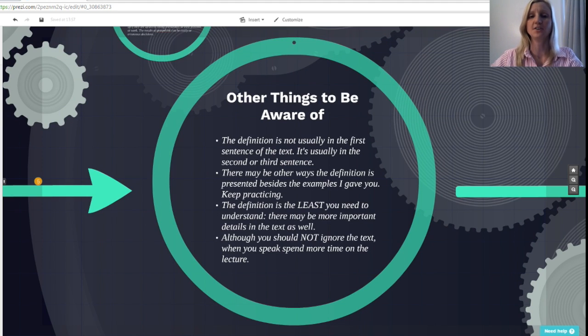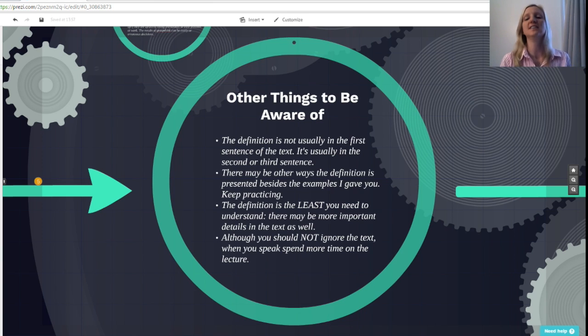Next, other things that you should be aware of. The definition is not usually in the first sentence of the text. It's usually in the second or third sentence. And also, I want to point out there may be other ways the definition is presented besides the examples I gave you. So keep practicing and learn to identify these definitions.